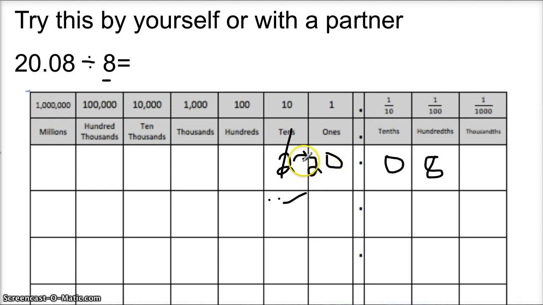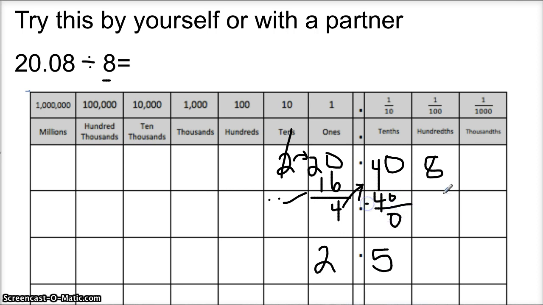So how many times can 8 go into 20? I know it can go in 2 times, and 2 times 8 equals 16, so when I subtract 20 minus 16 equals 4, it means I'm left with 4. So I'm going to move that 4 on over to the next column. That 0 becomes a 40. I know that 5 times 8 equals 40, and 40 minus 40 is nothing. So I'm left with just my 8. How many times does 8 go into 8? It goes in 1 time.